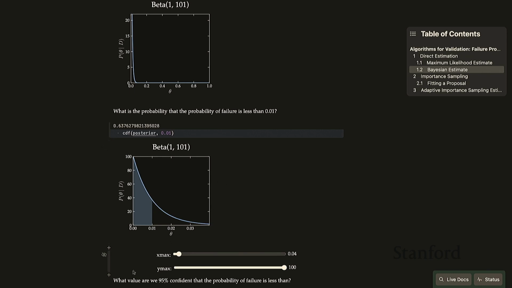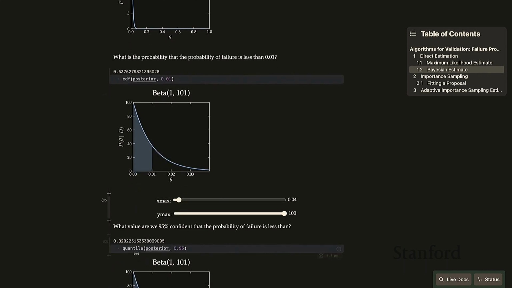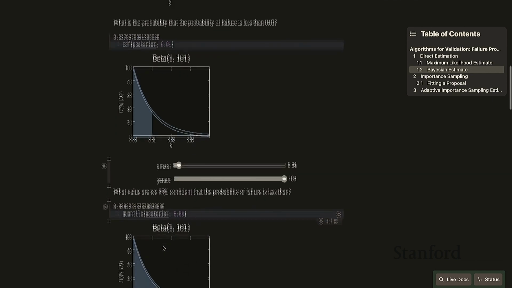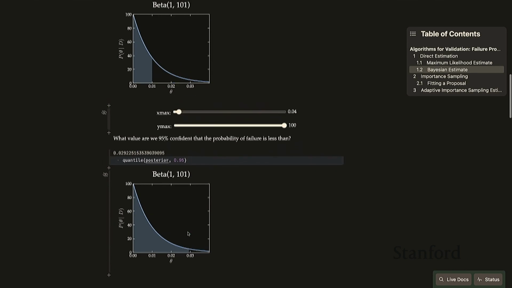The other thing we could do is ask, what value are we 95% confident that the probability of failure is less than? We need to search through and find the point with 95% of the probability mass to the left of it. Then we get 0.029. So we're 95% confident that the probability of failure is less than 0.029. That's what it looks like on the plot: here's the point at which 95% of the probability mass is to the left of it.